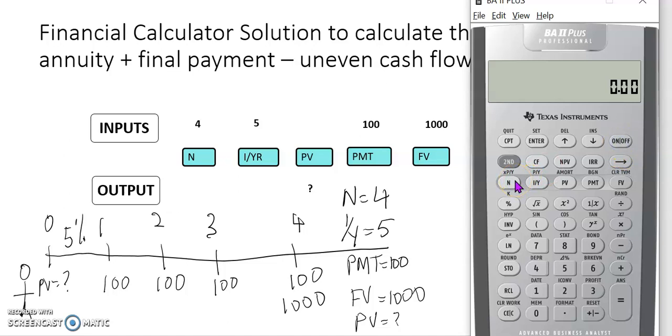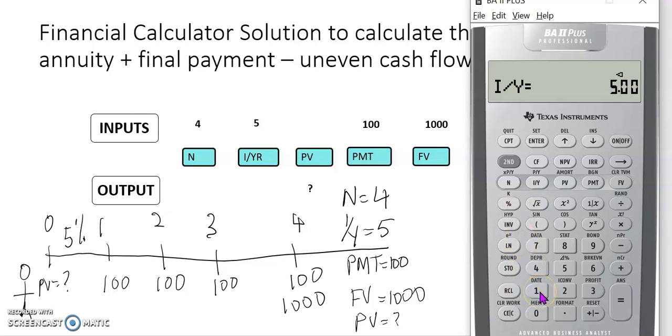Before we start putting in our values, we need to ensure that any past data has been removed. So I go second, FV, second, clear. Then I have my values. Since N is equal to 4, I have 4 and N, setting the number of time periods equal to 4. I/Y is 5, so 5 and I/Y. You might recall that the financial calculator does not expect 5% or 0.05, just a 5 will suffice.